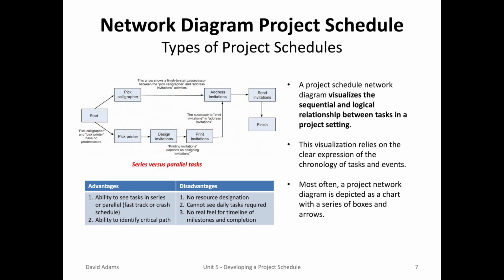The second type of project schedule we'll look at is a network diagram, and it's pretty much as it's displayed. That is, you'll see a sequential and logical relationship between tasks that are represented by boxes. So you can see things that are done in series and things that are done in parallel. The network diagram also has the ability to identify the critical path. But like the project calendar schedule, it really does not have a great way of seeing resource designation. And you cannot see daily tasks required. And there really is no real feel for the timeline of the milestones and completion dates. It's just a bunch of boxes put together.